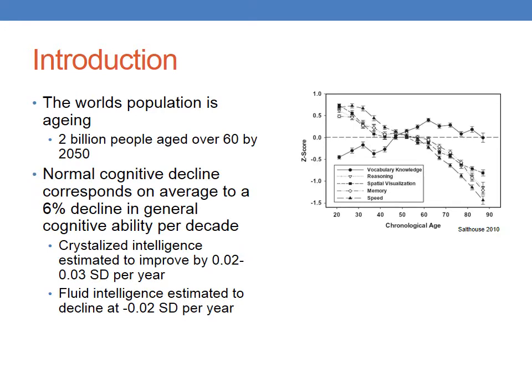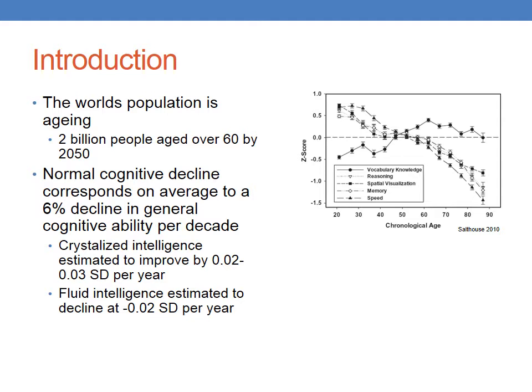So in terms of cognition, a normal rate of cognitive decline is considered to be about 6% decline in general cognitive ability per decade. However, it's important to recognise that not all cognitive domains actually decline over time. You can see that in the first graph on this slide, where domains associated with crystallised intelligence such as vocabulary and general knowledge actually tend to improve at a rate of 0.02 to 0.03 standard deviations per year.